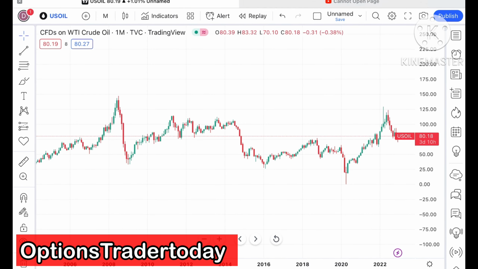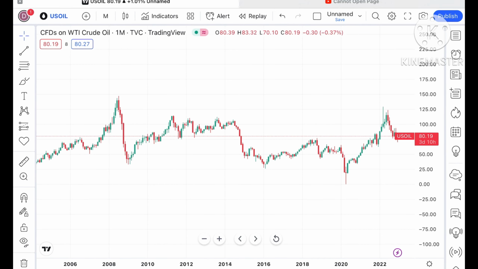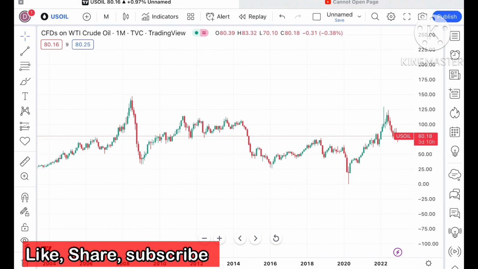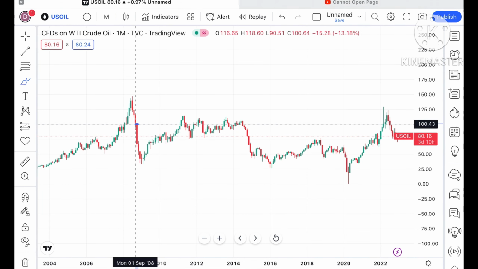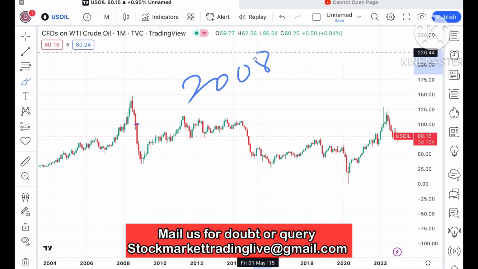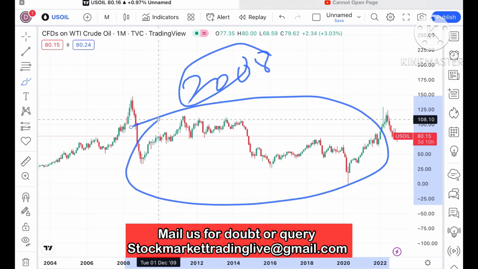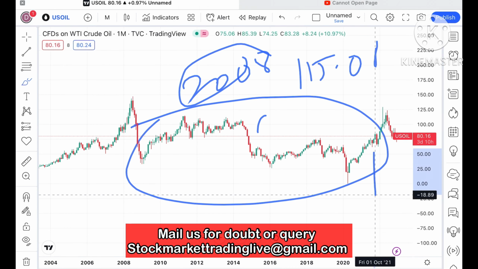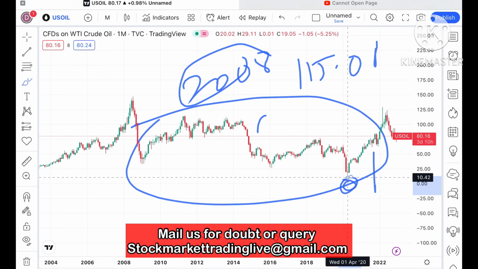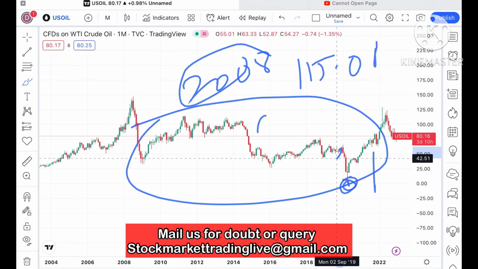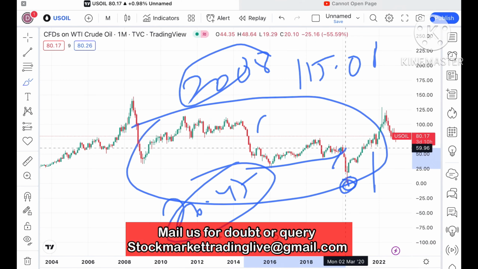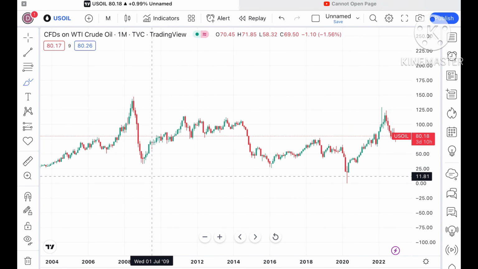So today in the video I will explain how the price of crude has moved in 2022 and how the price of crude can move in 2023. If you look at the chart of crude, what we have seen is that after 2008 crude was moving in this particular zone. The zone high was at around $115.08 and the low, which you can see was the pandemic situation, was at around $26.47. The price of crude was moving in this particular zone.